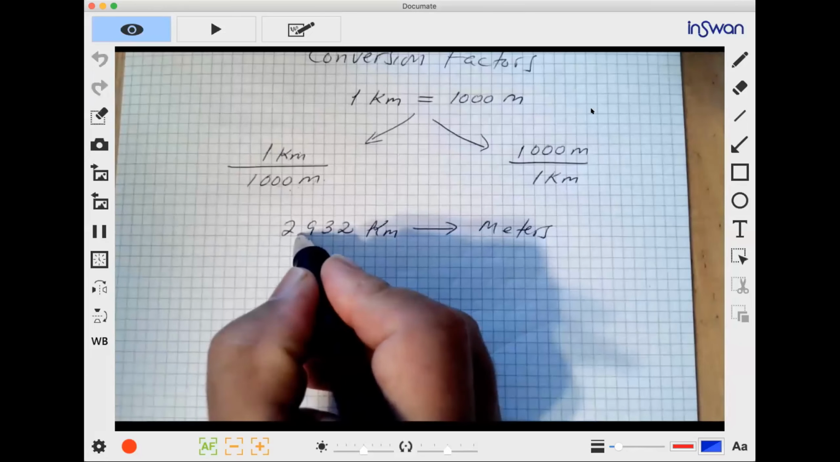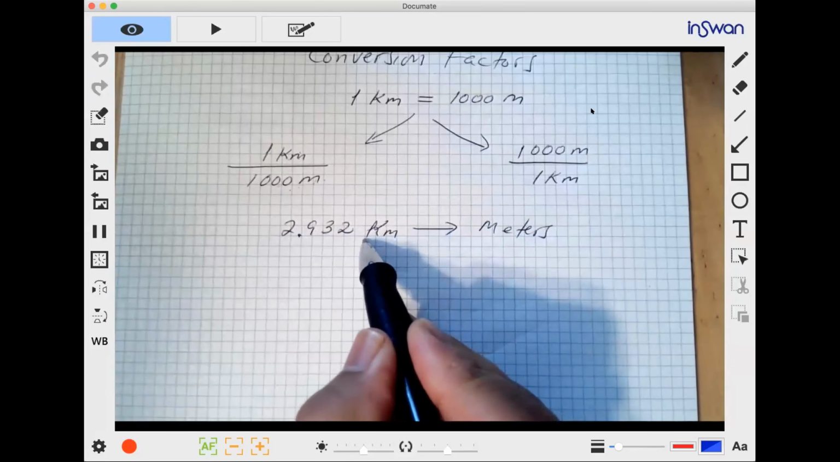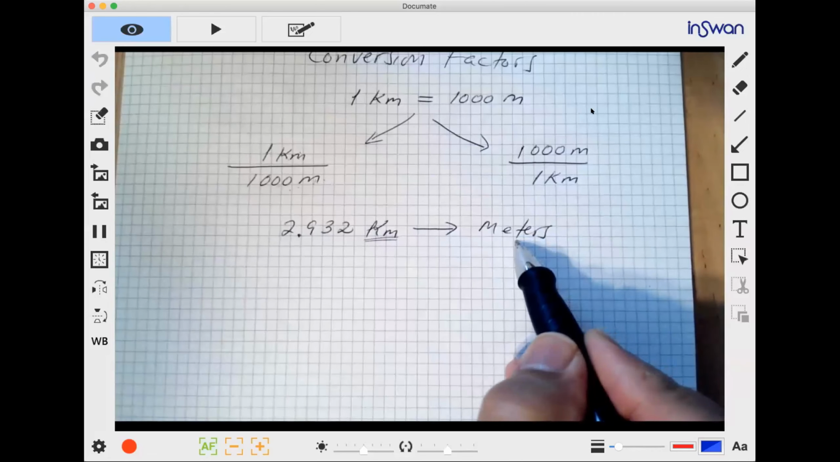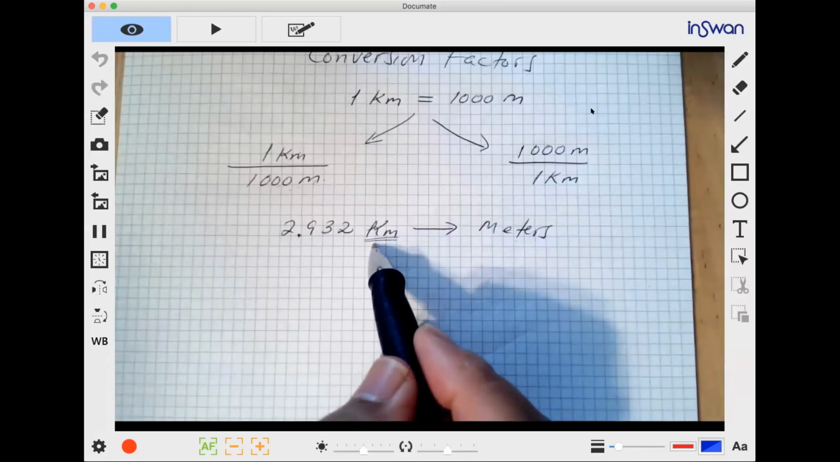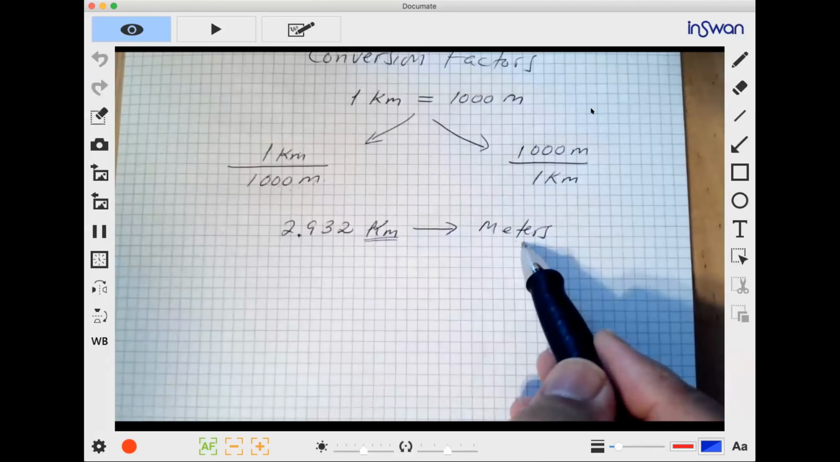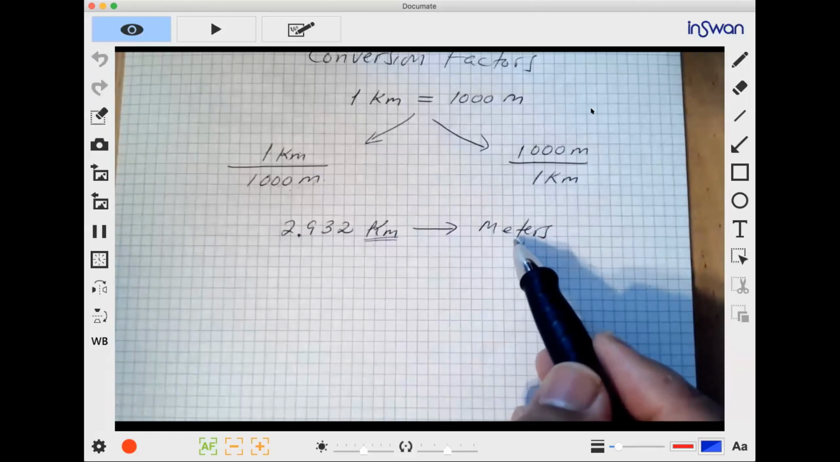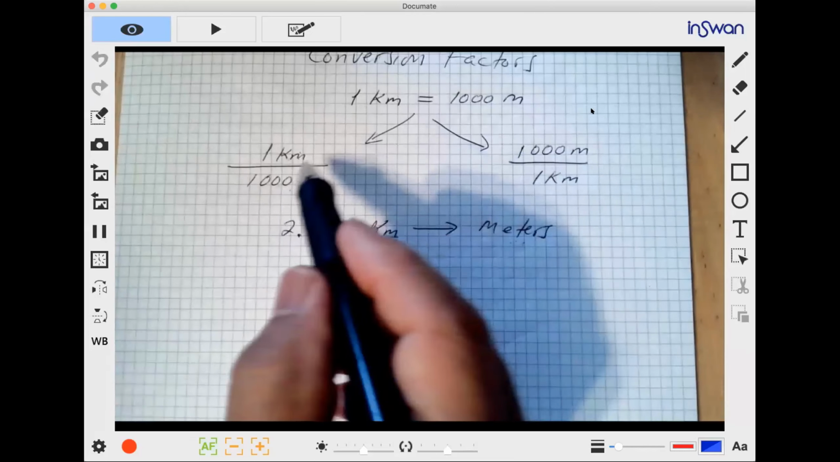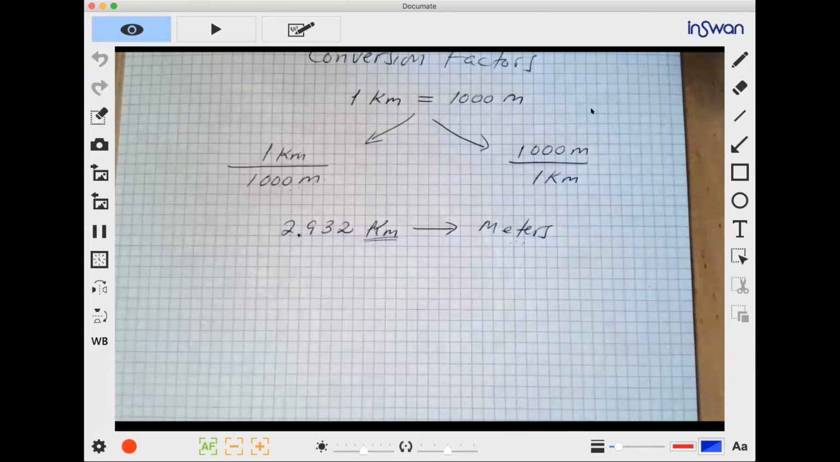So the first thing to notice is that we have the units kilometers, and we want meters. So we need to know where we come from and where we're going to, because that is going to determine your choice of the conversion factor. Now, some of you who have done this before, or who may remember having done this in another class, don't change a thing if you already know how to do it.